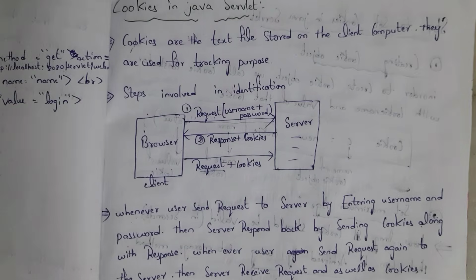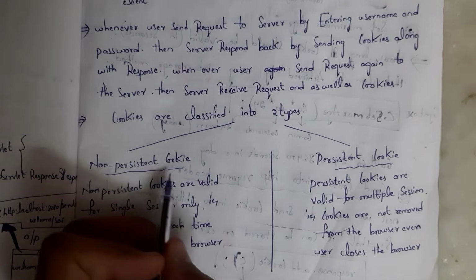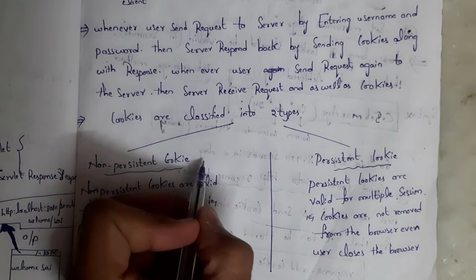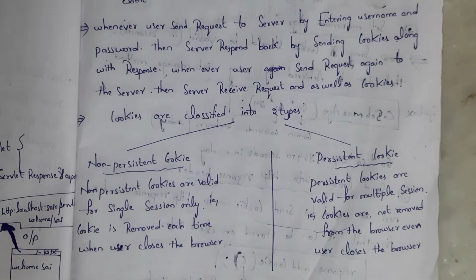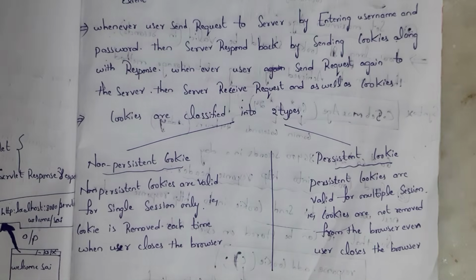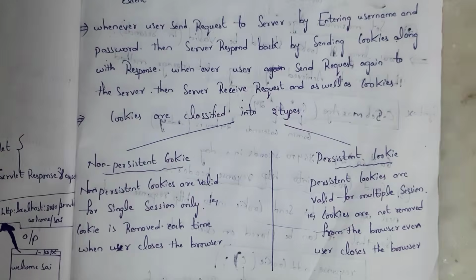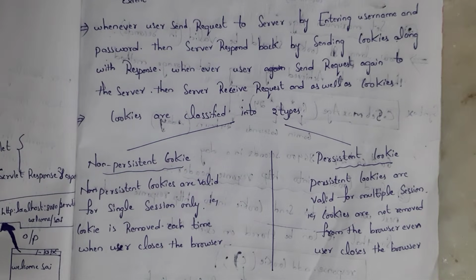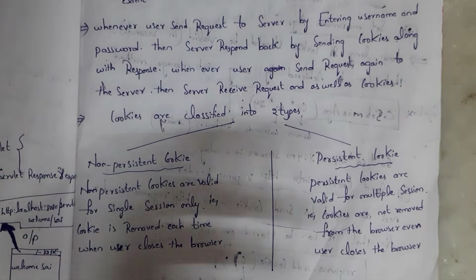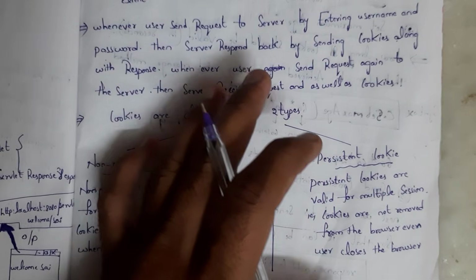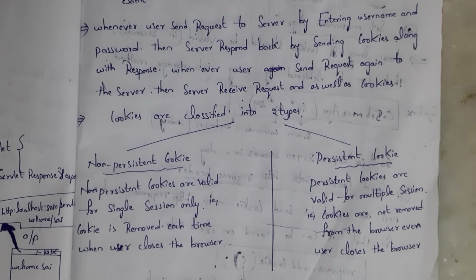There are two types of cookies. First one is non-persistent cookies and next one is persistent cookies. Non-persistent cookies are also known as temporary cookies. Once the user closes the browser, cookies are deleted in non-persistent cookies. Whereas persistent cookies are present in the user's system until the user deletes that file. Until the user deletes that particular file, cookies are present. This is known as persistent cookies. We also call these persistent cookies permanent cookies.